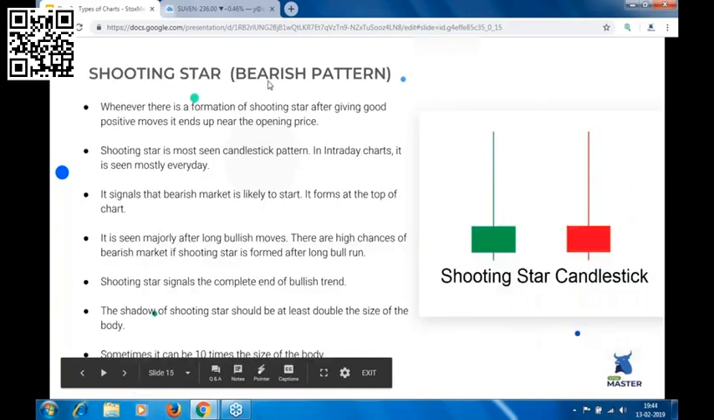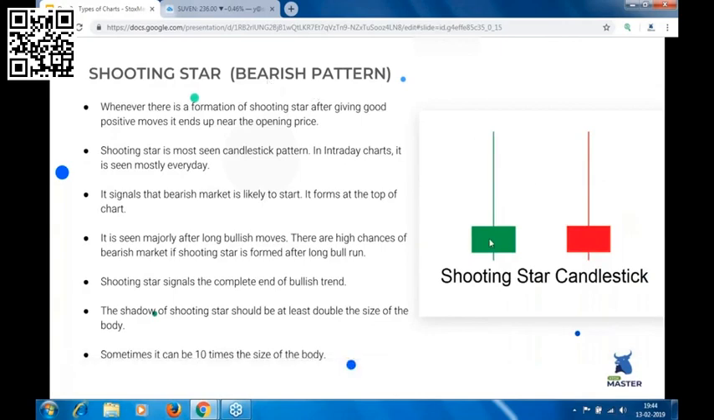Shooting star. Now shooting star is another bearish pattern. It's a bearish reversal pattern, and it looks just like an inverted hammer. But the difference is that inverted hammer is formed at the bottom of a chart, and this is formed at the top of a chart after a long uptrend. If you see the prices, the prices went up and the bears again pulled the prices down, which means that now the bears are taking control over the market and we can see a trend reversal.